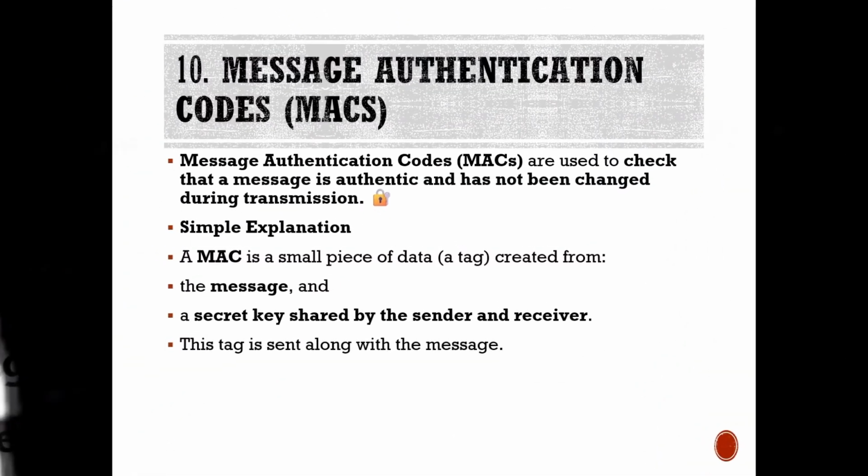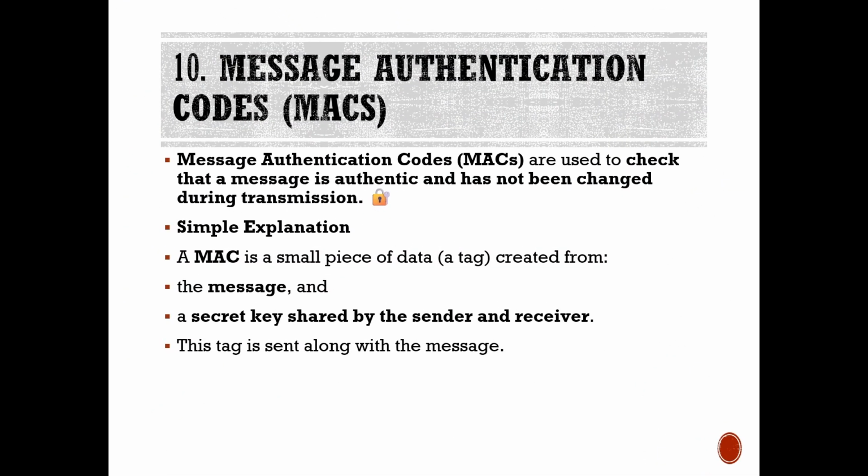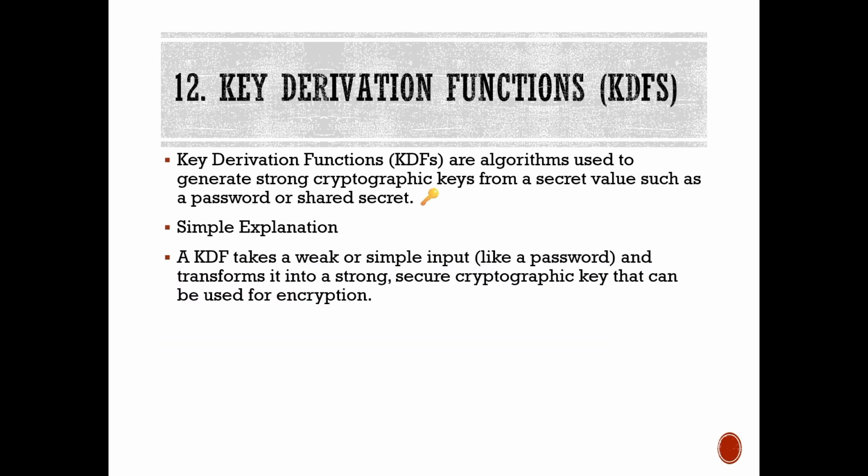MACs. Message authentication codes are used to check that a message is authentic and has not been changed during transmission. A simple explanation is that a MAC is a small piece of data or tag created from the message, and a secret key is shared by sender and receiver. And then this tag is sent along with the message.